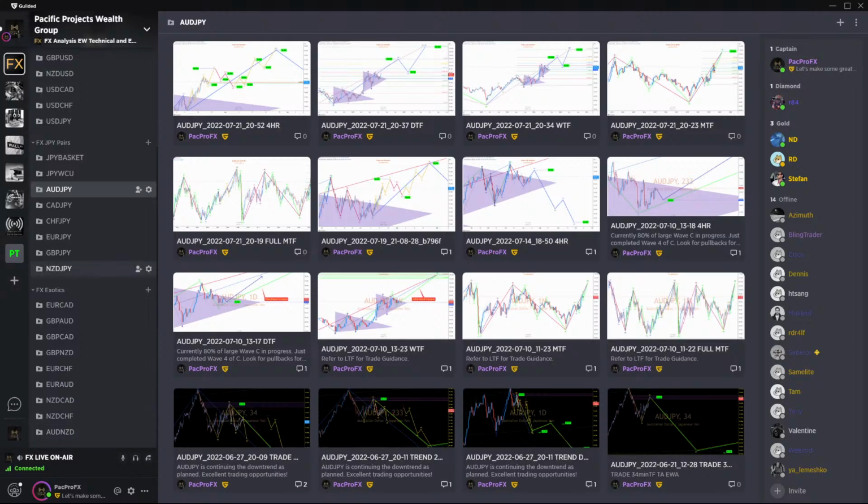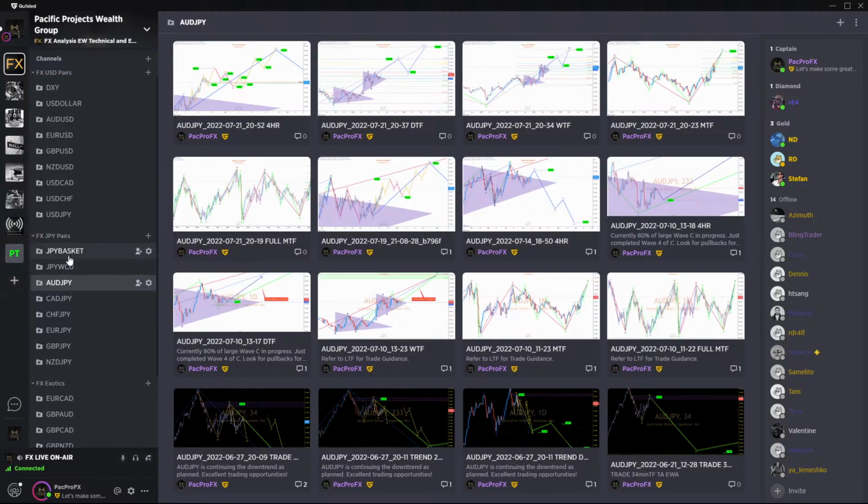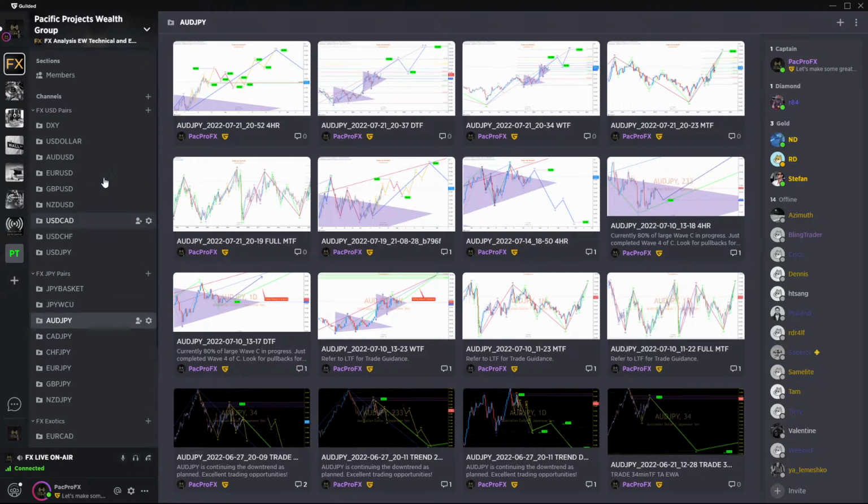26 pairs, and a few of them are like the JPY basket and JPY world currency unit and a Dixie and a US dollar, just to give you a little bit of another look at the US dollar and the JPY in case it shows up better on one than the other. Okay, so that's what I cover, and that's what you get with your subscription.